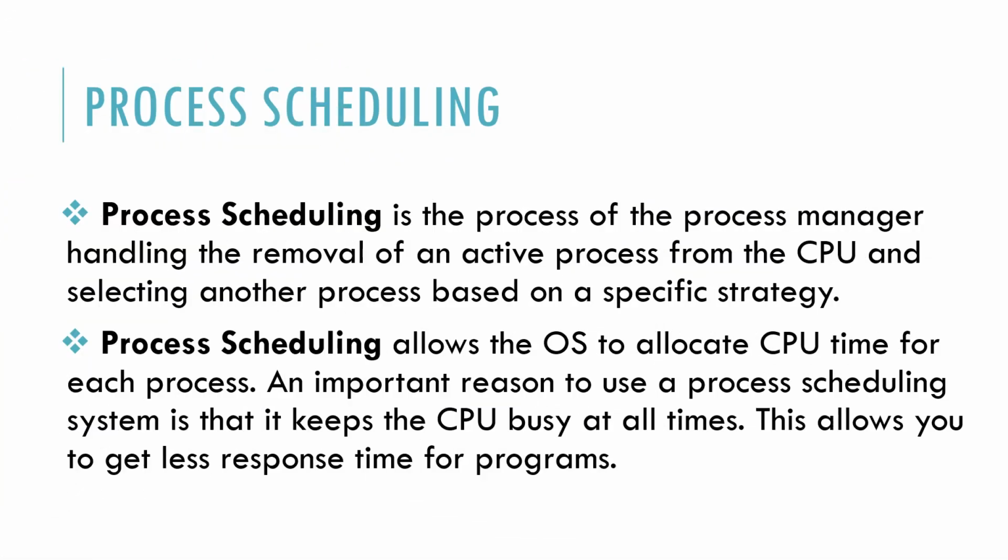What is meant by process scheduling? Process scheduling is the activity of the process manager handling the removal of an active process from the CPU and selecting another process based on a specific strategy. Process scheduling allows the operating system to allocate CPU time for each process. An important reason to use a process scheduling system is that it keeps the CPU busy at all times.